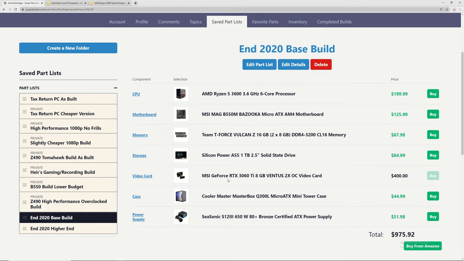Video card, MSI GeForce RTX 3060 Ventus. This card is not available on the shelves right now unless you get extremely lucky. And this is where the build in 2020 is going to get difficult. Graphics cards just aren't available.